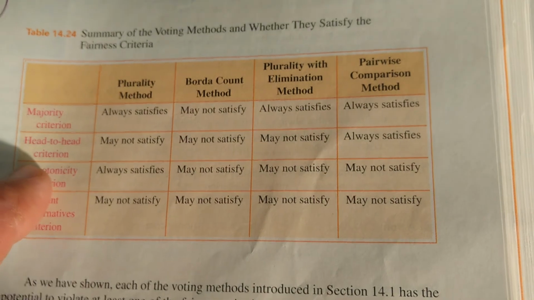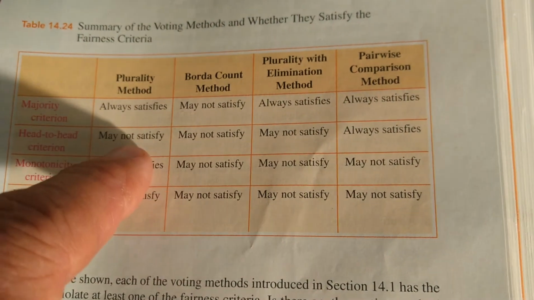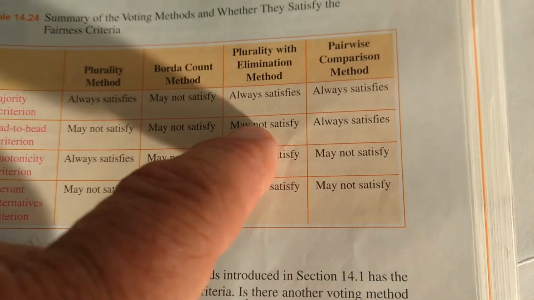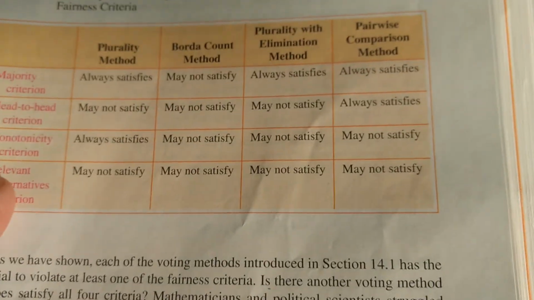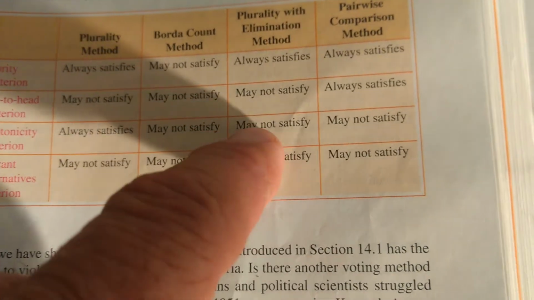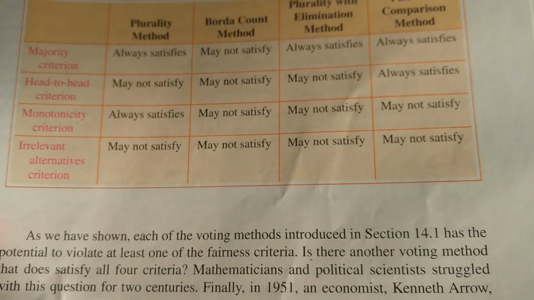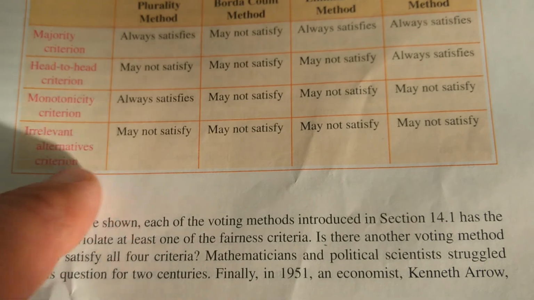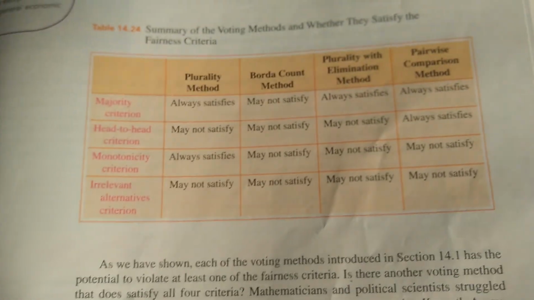If we look at the head-to-head criterion: may not satisfy, may not satisfy, may not satisfy, always satisfies. If we look at the monotonicity criterion: always satisfies, may not, may not, may not. If we look at irrelevant alternatives: may not, may not, may not, may not. This concludes 4.1 and 4.2.